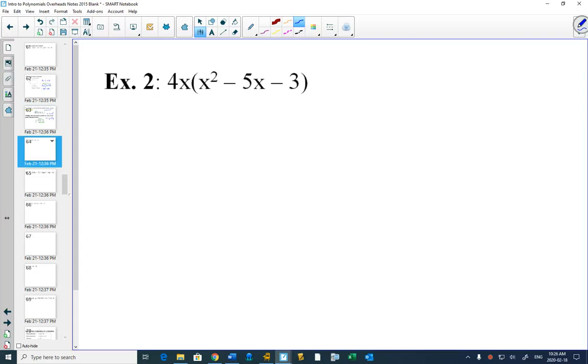We use distribution, this is a review, whenever we have an algebraic expression in front of brackets. This is a monomial, which means it has one term. Outside of brackets, you would distribute to each term inside. Inside the bracket, we have a polynomial with 3 terms. Do you remember what that's called?